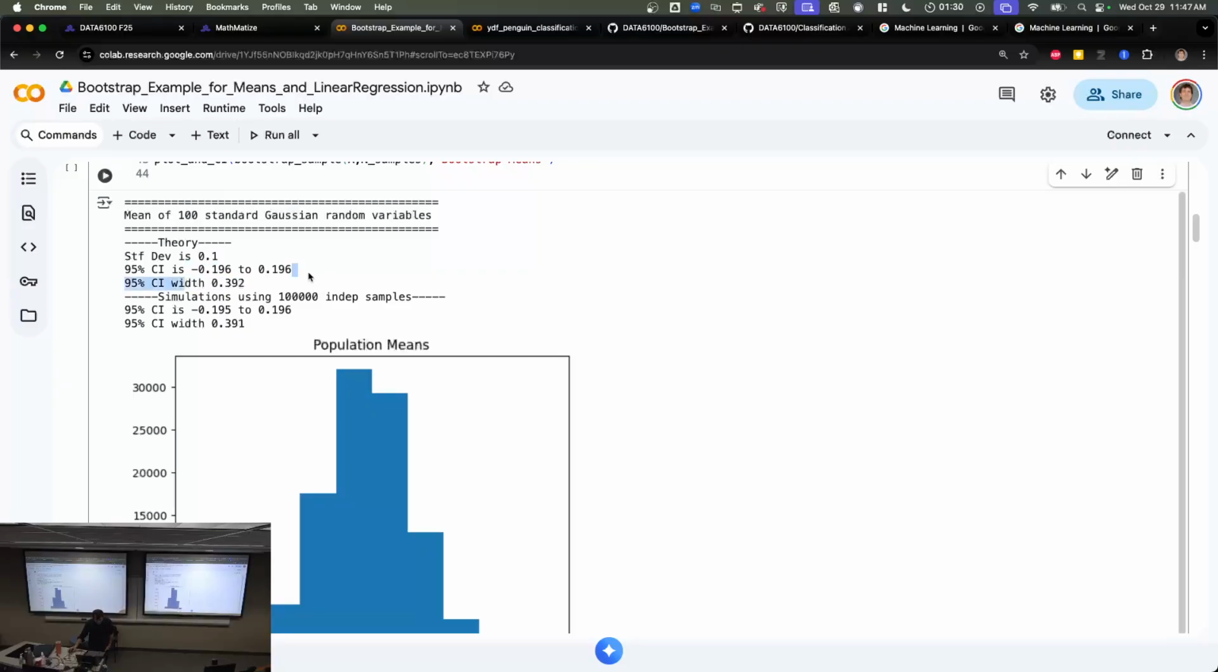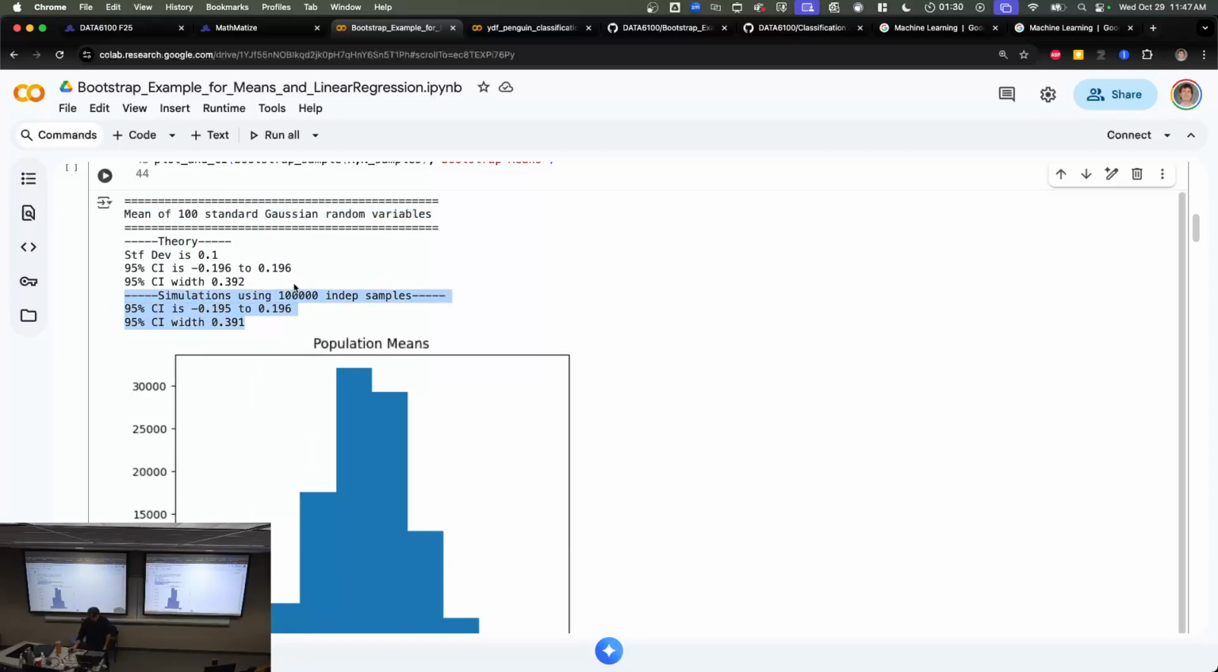And so for the 95% confidence interval, 95% of the time it's between negative 0.2 and plus 0.2, two standard deviations. And so the width of the confidence interval is 0.392, or 0.4, very close to. So that's very nice. That's the theory, right? If you know the true distribution, you can work out the theory. If you don't know the true distribution, you can do Monte Carlo simulations. Here's 100,000 samples of the same distribution, and look, it's extremely close to the theory.